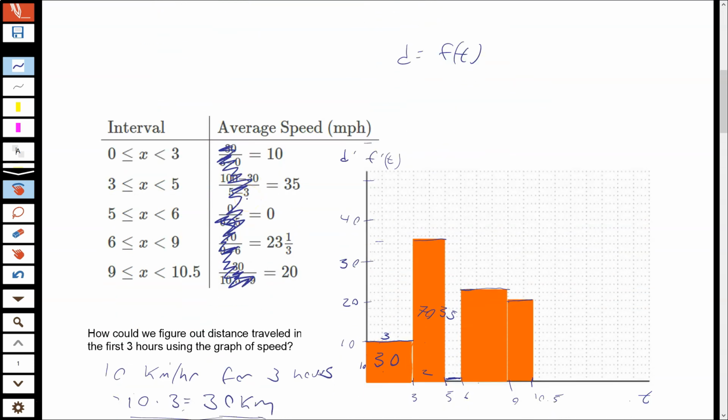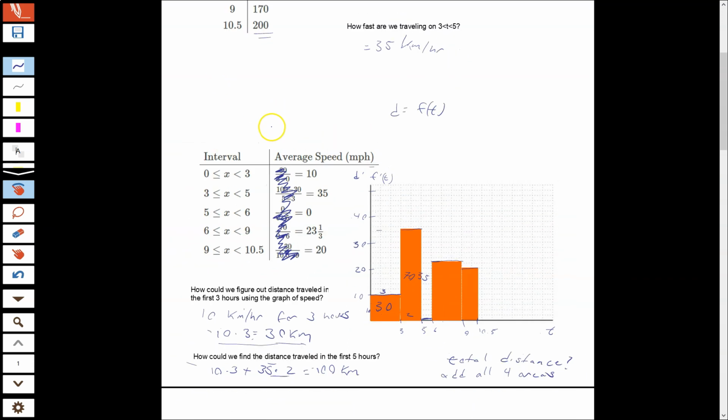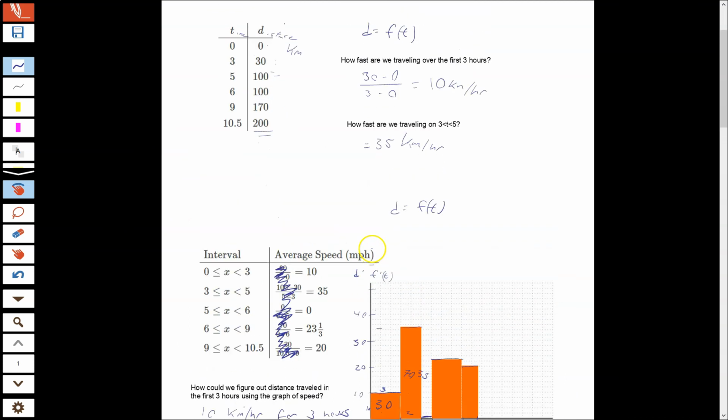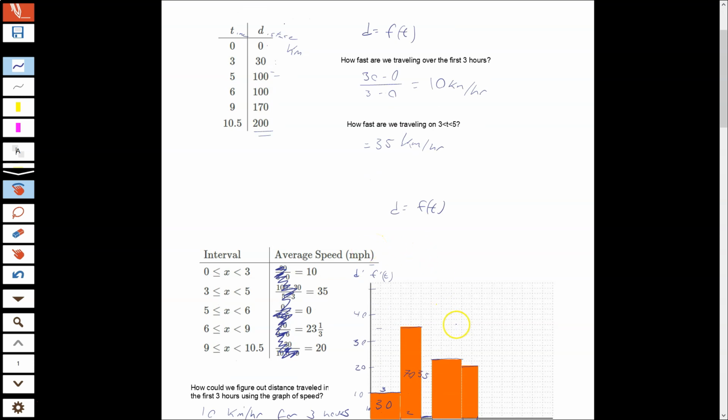So the goal here is to see the connection between my graph of speed, in this case it's kind of a bar graph, right? My graph of speed and distance. Remember, this graph is a derivative, right, of distance, right? The area under that derivative gives me my original function. Okay. So take a second to take that in. And then I'm gonna summarize this for you.